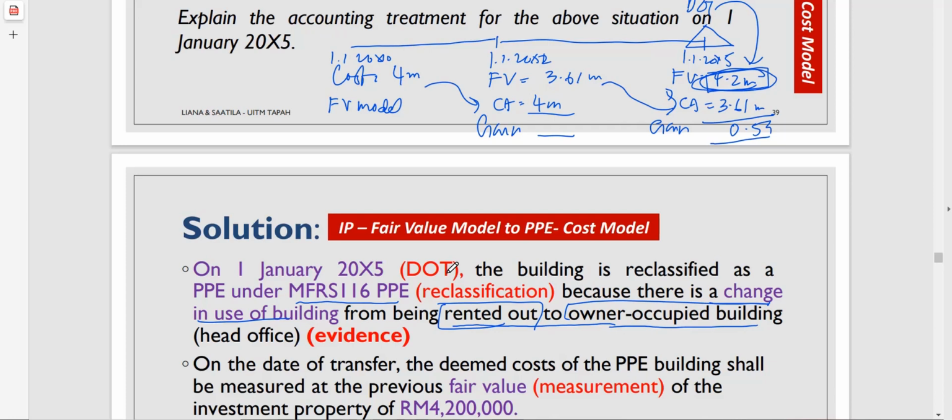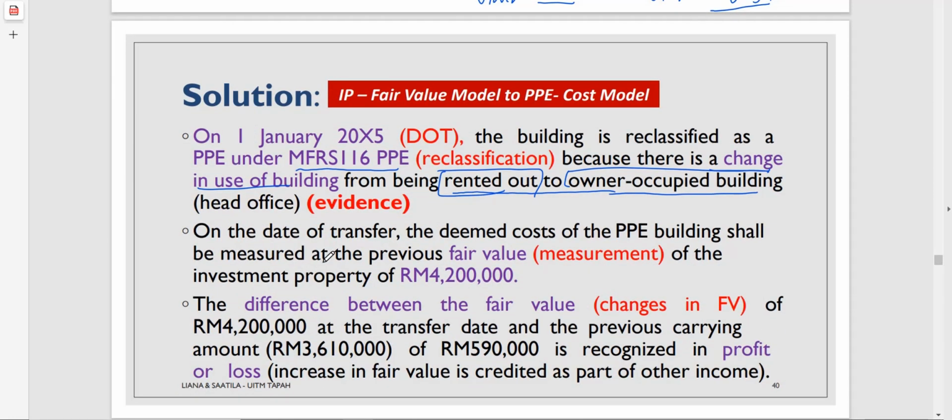On the date of transfer, it would be 0.59, right? Because the difference between 4.2 and 3.61 is 0.59, and that gain is the one on the date of transfer. So this is the one that will be reported. The fair value exercise as at the earlier 1st of January will not be reported because you are asked to explain on 1st of January 2000x5 only. But that must be incorporated in the record, though you do not need to explain it.